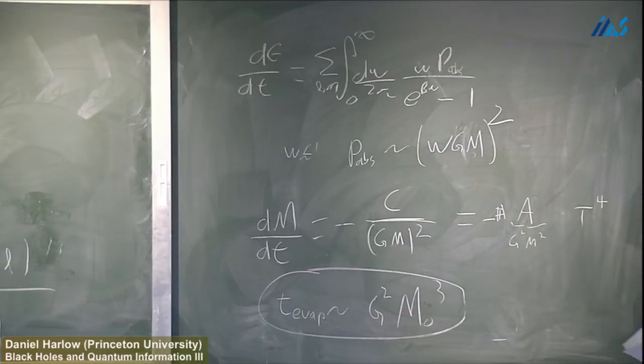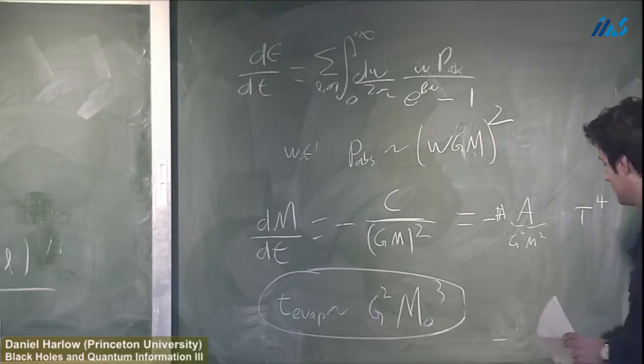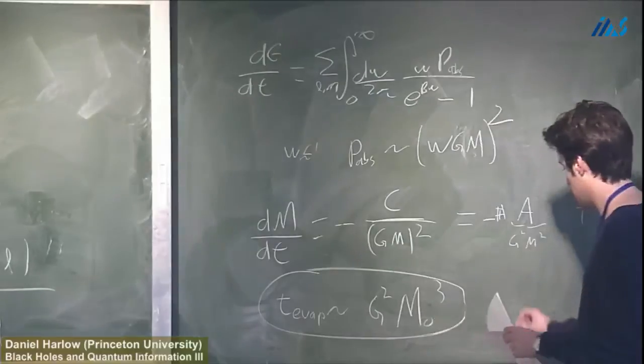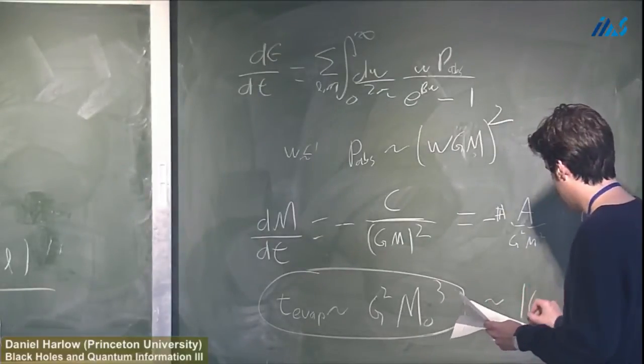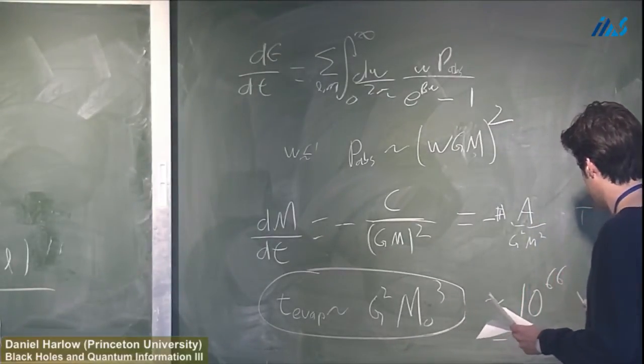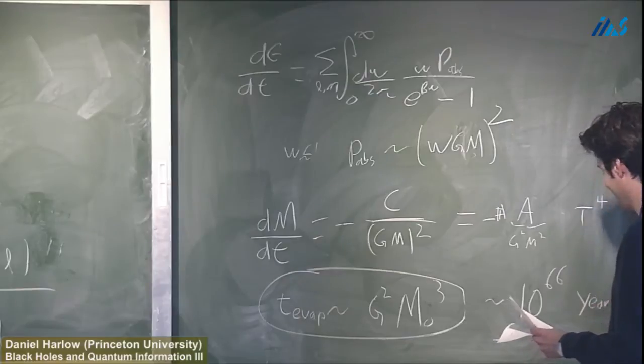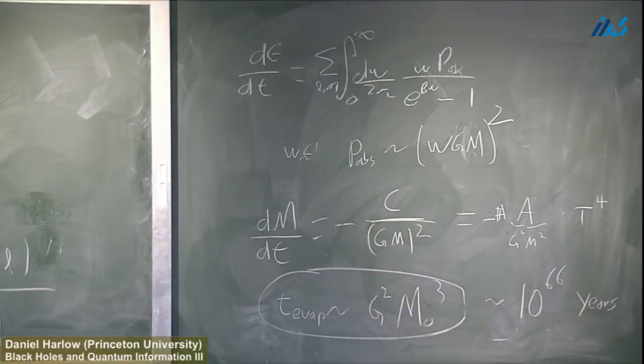Now we're cubing it and multiplying it by a Planck time, which is small, so it's not quite 10 to the 38 cubed, but still, if I take this to be a solar mass black hole, then this is something like 10 to the 66 years, which is a long time.